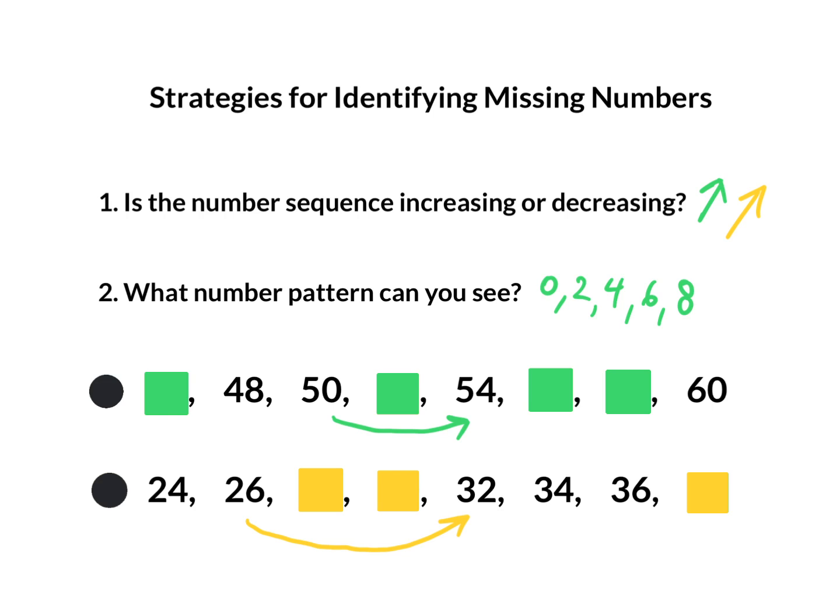So I could reasonably assume that the missing numbers on my yellow string are, well, start with 24, 26, 28 is my first missing number, 30 must be my second missing number, 32, 34, 36, and then my last missing number must be 38, because it follows a 2's pattern.